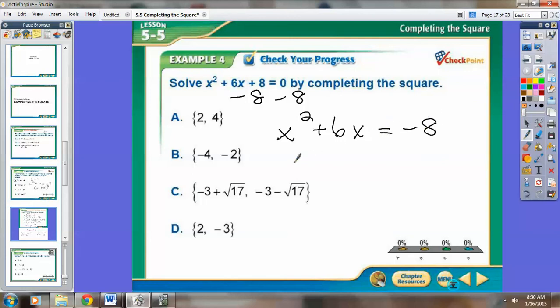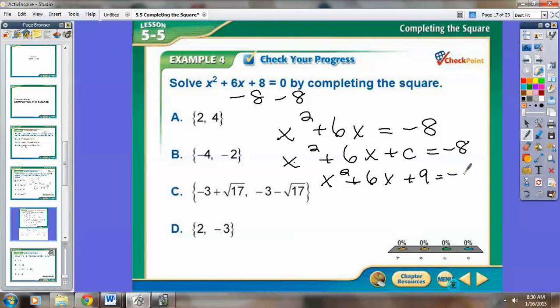So what number could I put in there for c that's going to give me a perfect square trinomial? That is 9. And if we add 9 to the left side of our equation, add it to the right side. It's going to be negative 8 plus 9. On the left side, let's factor. We'll have (x + 3) squared equals 1. Negative 8 plus 9 is 1.